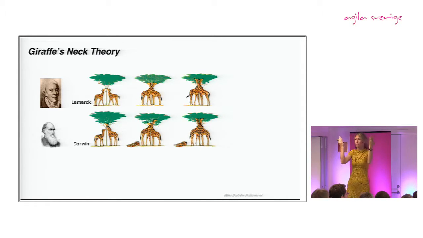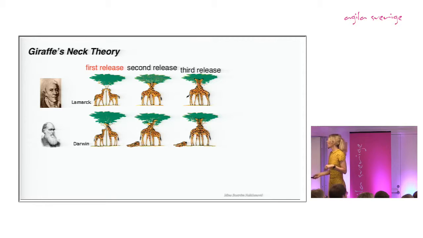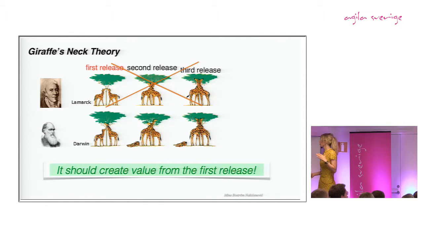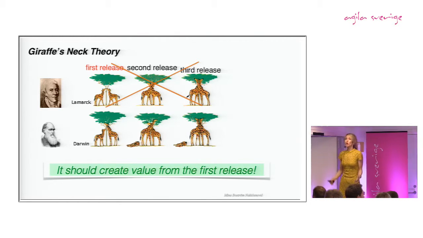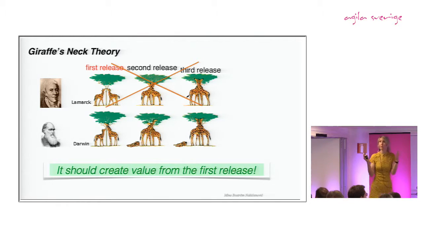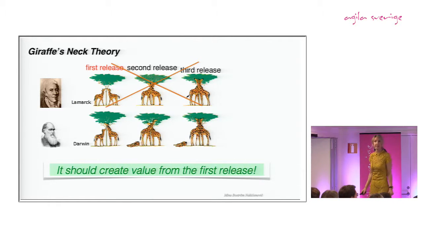They couldn't reach their food, leaves on the trees. We should use Darwin's approach when we build our products. It should create value directly from the first release. You should not deliver something that is not viable and does not create value and wait for the 5th or 10th release in order to start creating value. Your product must create value directly from the first release, otherwise it's going to die out as short-necked giraffes.